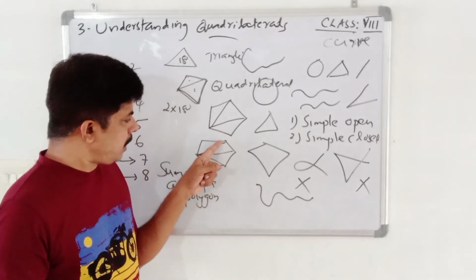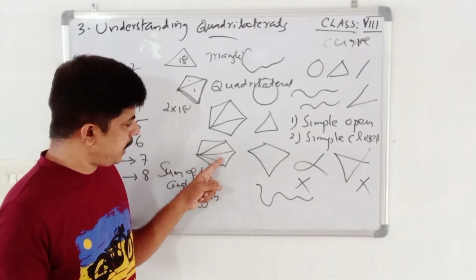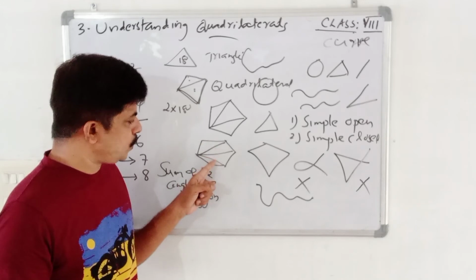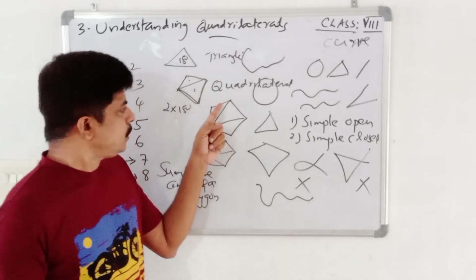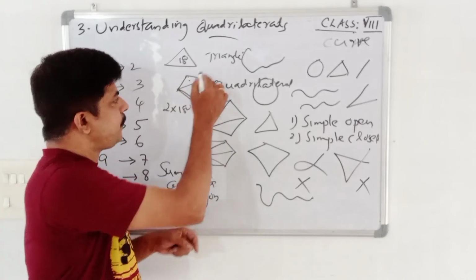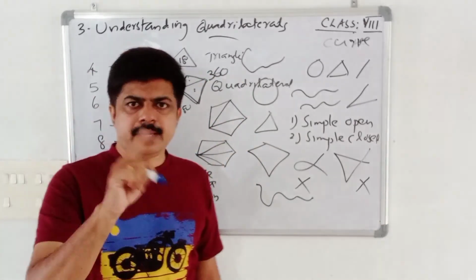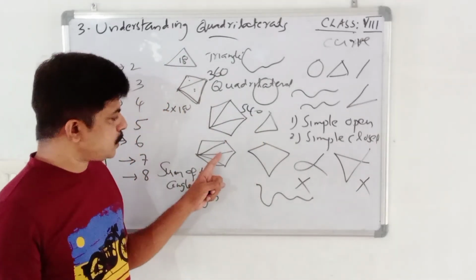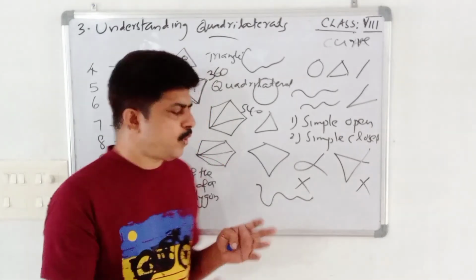How many triangles are there in a hexagon? A 6-sided polygon can be divided into 6 minus 2, that is 4 triangles. 4 into 180. So the sum of the angles of a quadrilateral is 360. The sum of the angles of a pentagon, 5 minus 2, 3 into 180, is 540. The sum of the angles of a hexagon, 6 minus 2, there are 4 triangles, 4 into 180 is 720.